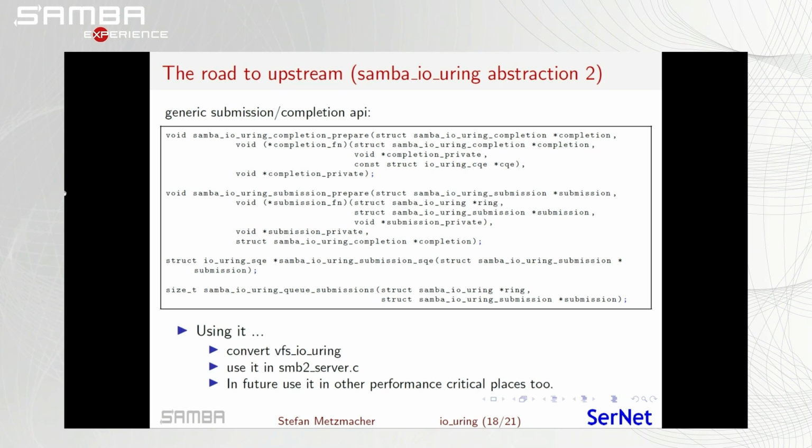And yeah, this is used in vfs_io_uring in Samba, where I converted to the new abstraction, and then I have code to use it in the SMB2 server, and later we are hopefully able to use it in other critical places too, like the SMB client or something like that, where performance really matters.